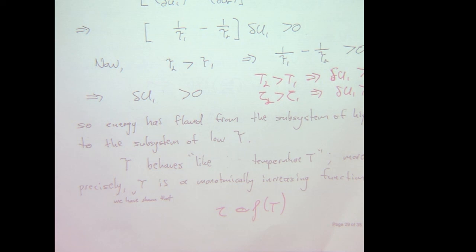If we sub in T2 and T1 into the second one. Which one? Into the taus. But we don't have a relation between T and tau, right? Yeah, but assume that tau is a function of T. Okay, then it's fine.